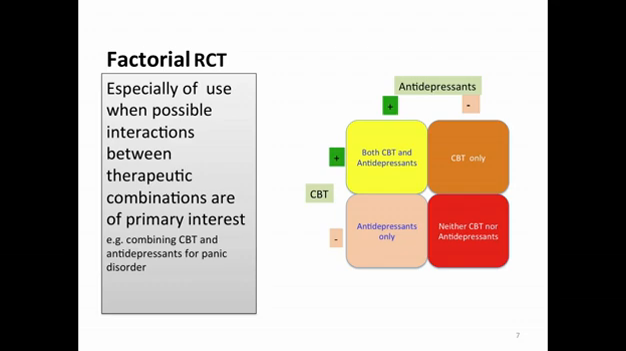The first box represents the arm where both CBT and antidepressants are given. Second box represents the CBT only group. Third represents the antidepressant only group. And in the fourth box, you see patients who are receiving neither CBT nor antidepressants. In other words, this group may be getting a placebo pill. This is a factorial RCT.